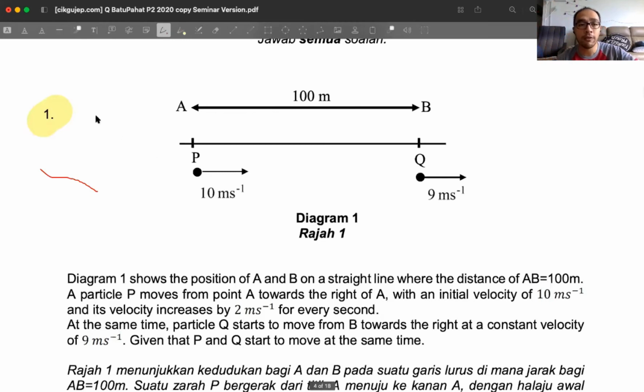When you answer, the first thing you do is you write down there, question one. Lagi bagus kalau kamu tulis section lah. Okay, section A, question one. Senang lagi untuk pemeriksa tanda. Then you answer the question.